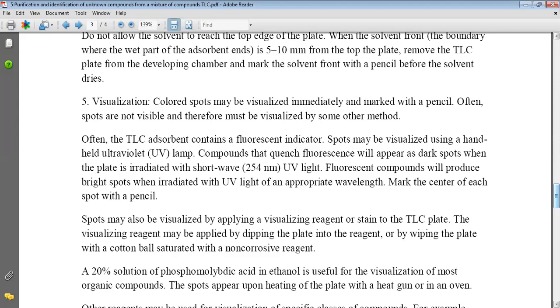Often spots are not visible. They are visualized by some other method, like using an ultraviolet lamp for fluorescent compounds. It is shown easily for fluorescent compounds, so we can use an ultraviolet lamp to easily identify the colored spots.